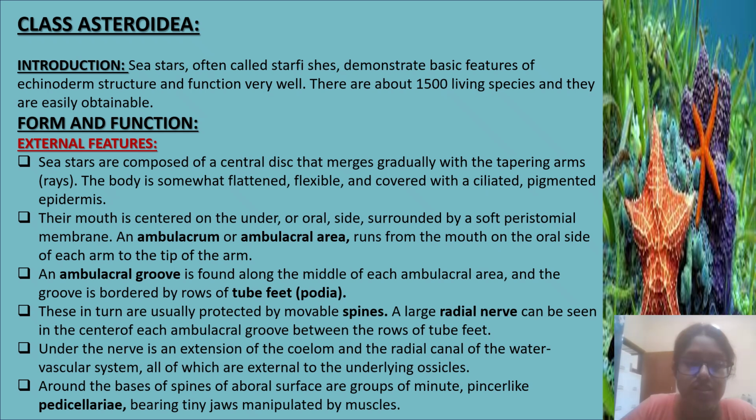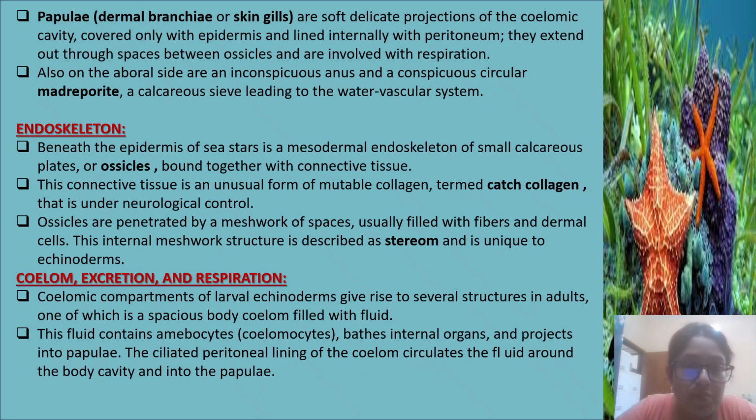Around the bases of spines of the aboral surface are groups of minute pincer-like pedicellariae bearing tiny jaws manipulated by muscles. Next, papulae are soft, delicate projections of the coelomic cavity covered only with epidermis and lined internally with peritoneum. They extend out through the spaces between ossicles and are involved with respiration. Also on the aboral side are an inconspicuous anus and a conspicuous circular madreporite, a calcareous sieve leading to the water vascular system.